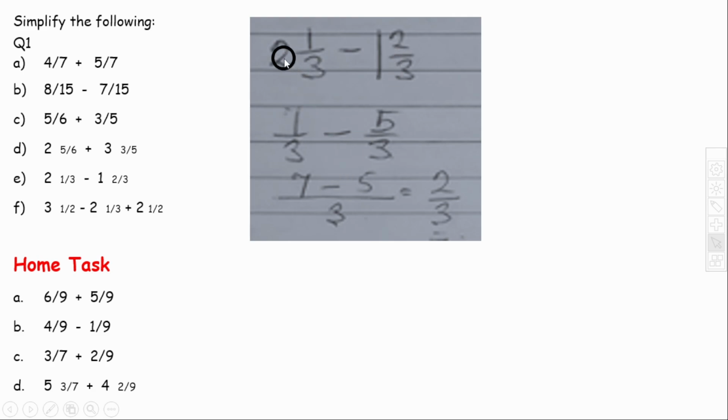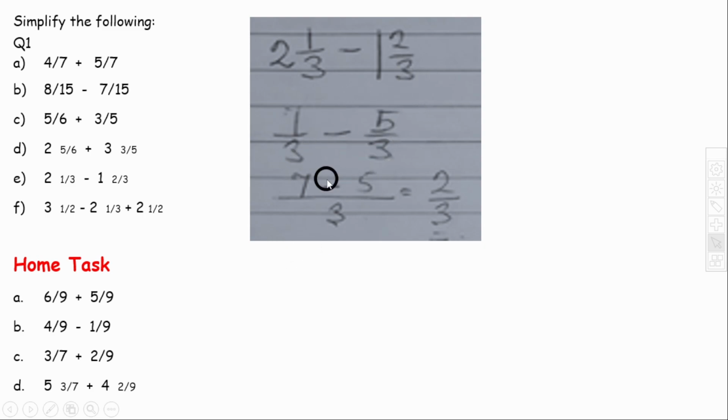So 3 times 2 is what? 6 plus 1, 7. 7 all over 3. We have converted it to an improper fraction. Now you do the second one. 3 times 1, 3 plus 2, 5. 5 all over 3. You write it. This is the second improper fraction.